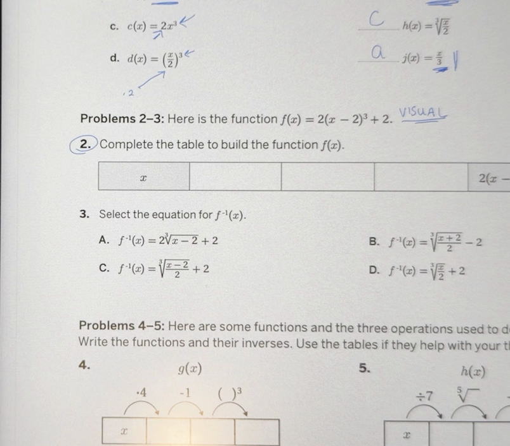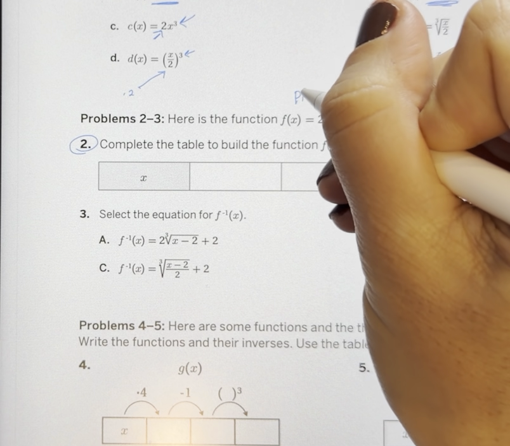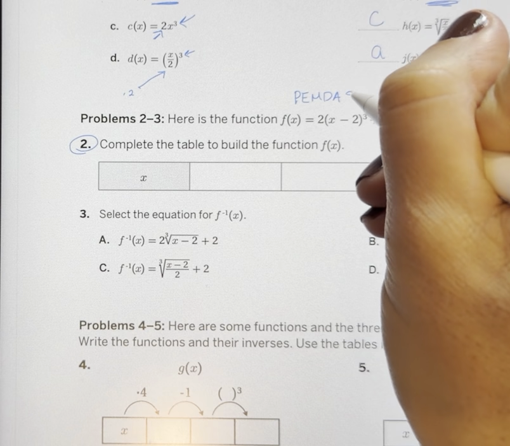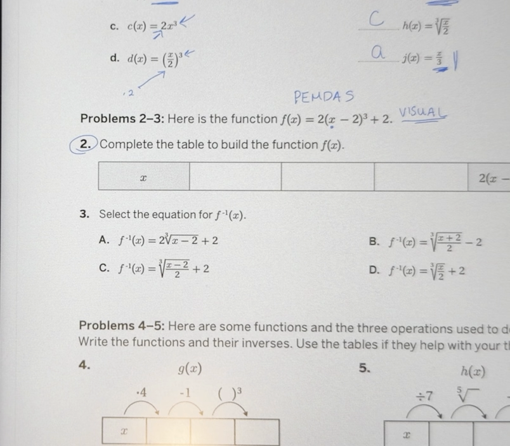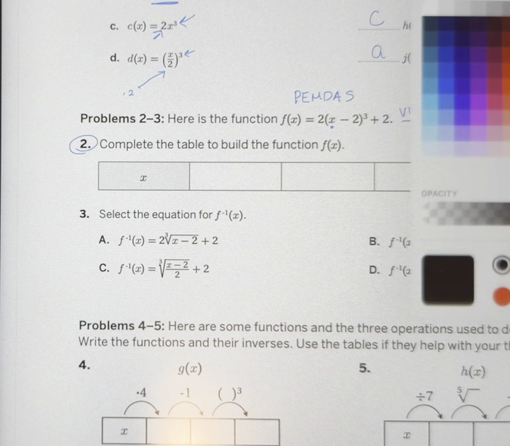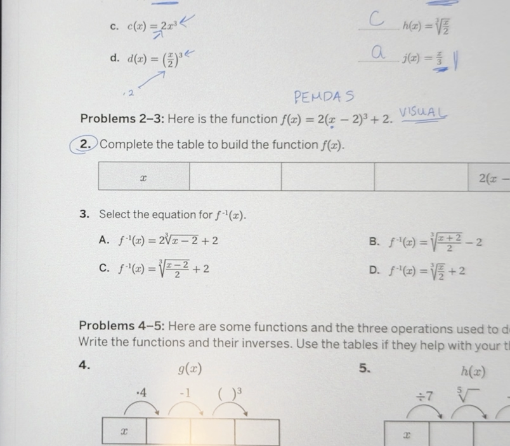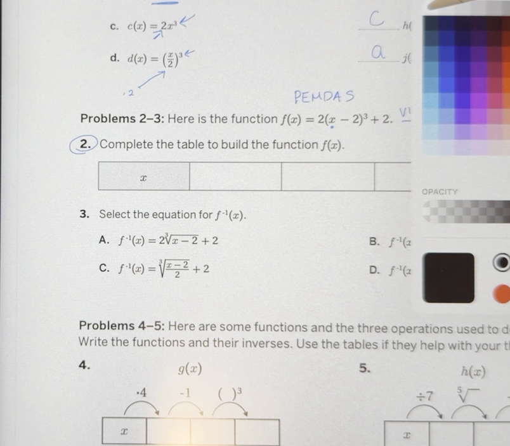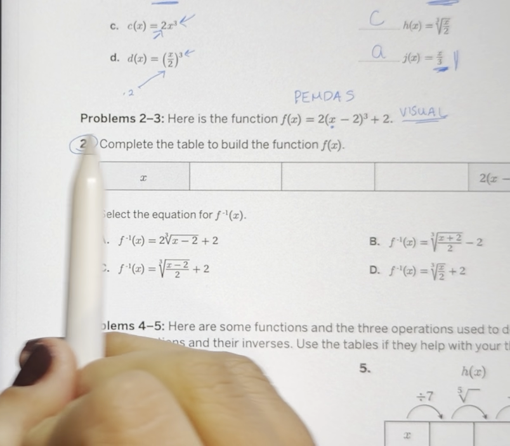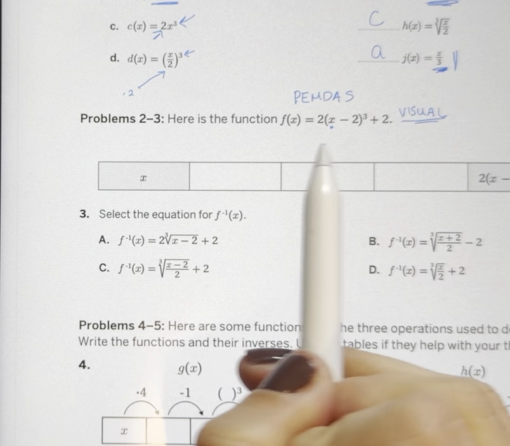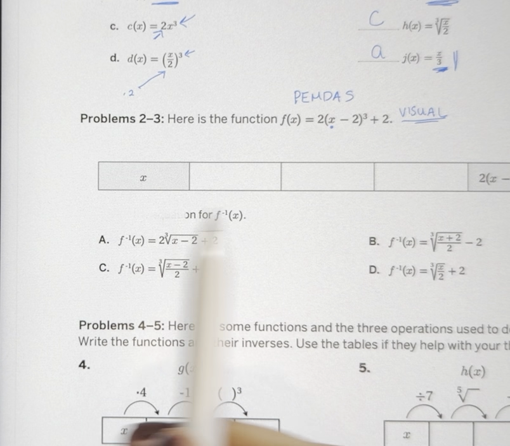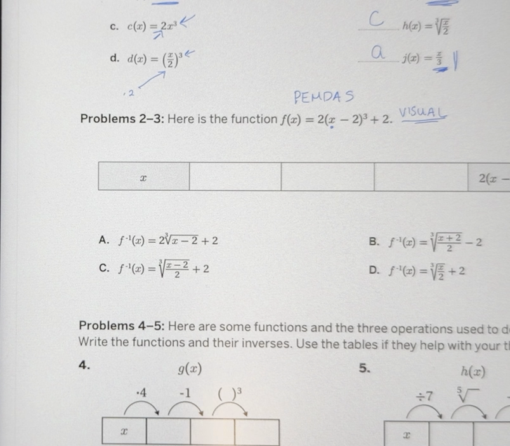The first thing they want is for me to complete this table to build this function, which means looking at the function, I'm going to use PEMDAS, or I'm just going to look with my eyes at where x is and what's happening to it first and go step by step. Let me see. I got the idea right now to erase all this and this. Okay, so I have enough space to finish this problem out this way.